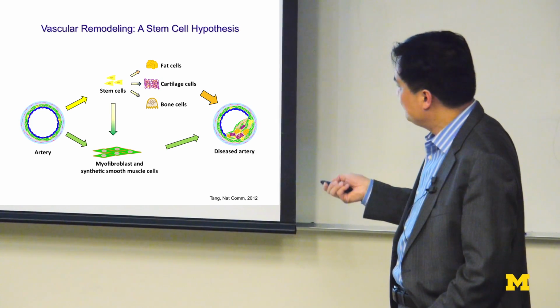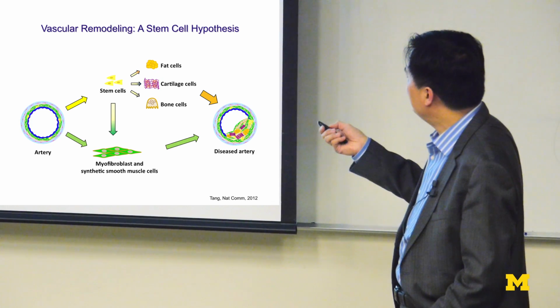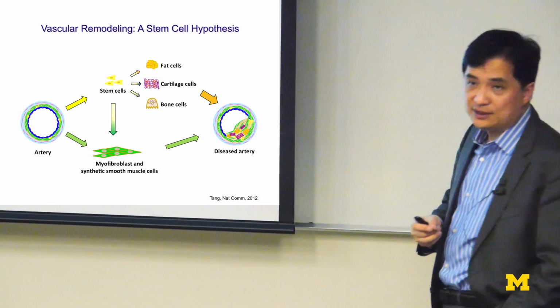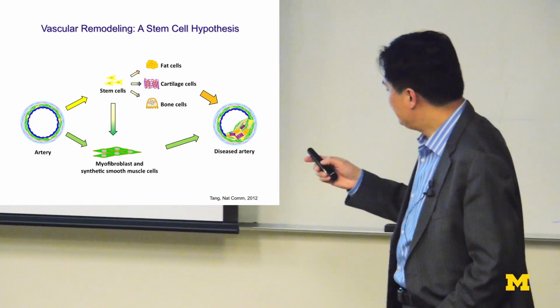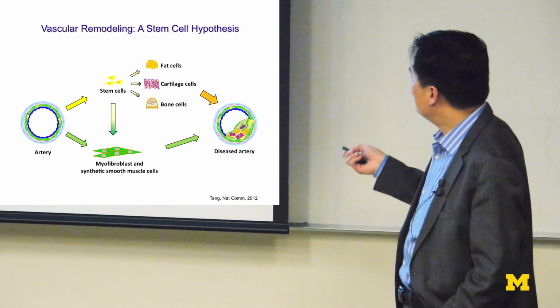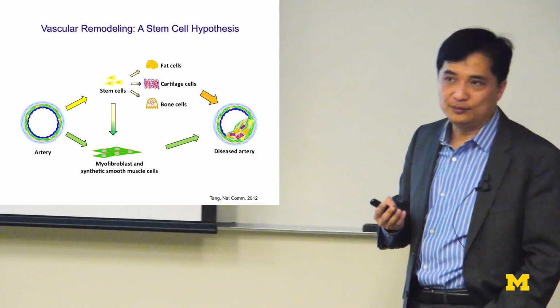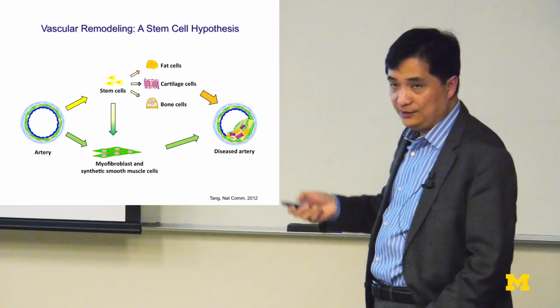In addition to myofibroblasts or synthetic smooth muscle cells, the stem cells can also differentiate into fat cells, cartilage cells, and bone cells, just like mesenchymal stem cells in other tissues, such as bone marrow. And these cells could contribute to the disease development in the vessel. That's why you could find some cartilage tissue and osteo tissues in the late stage of the disease.